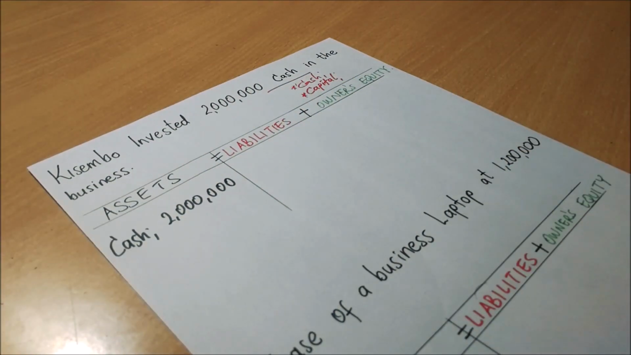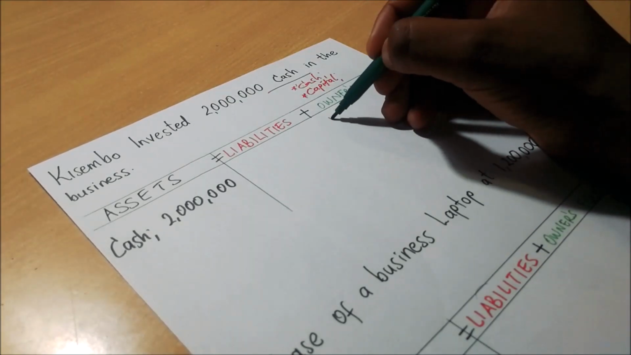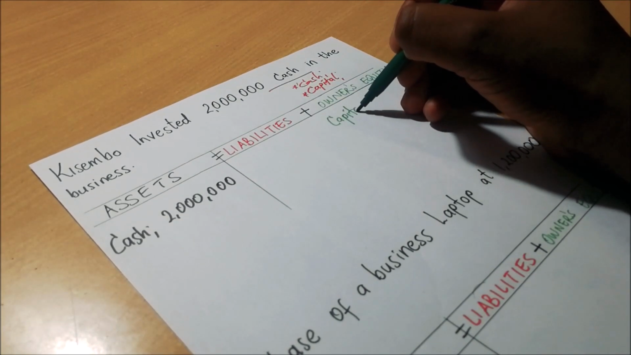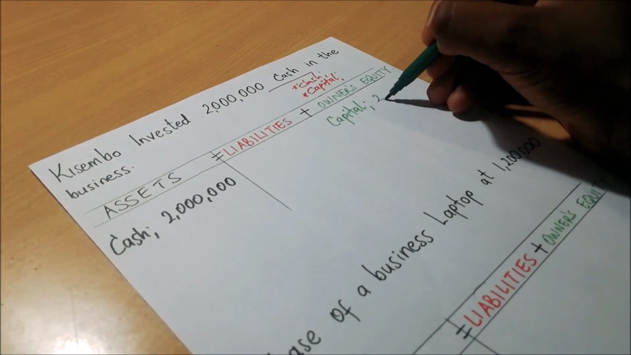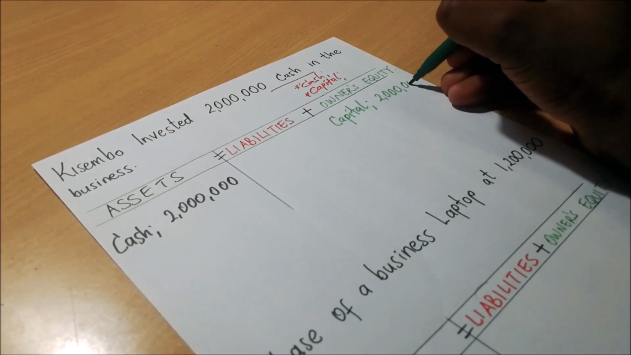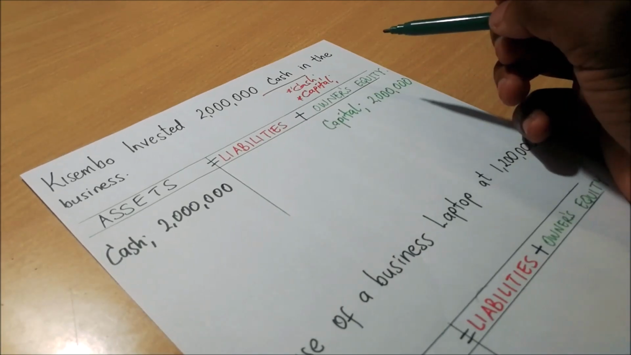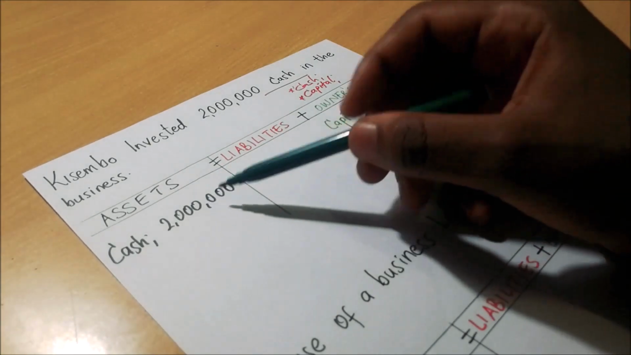So this cash that has been supplied by Kisembo, who so happens to be the owner of the business, is now received in the business as cash. Cash is an asset, and so this cash is actually capital, and capital is more like the investor or the owner's interest in the business. So here, this side we have capital, and this capital is 2 million. So you find that the capital is 2 million, cash is 2 million.